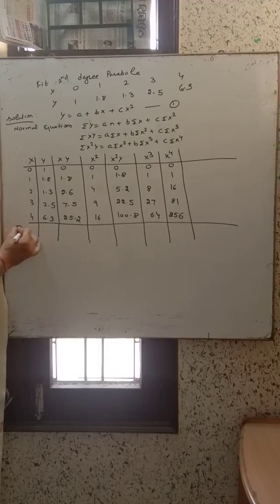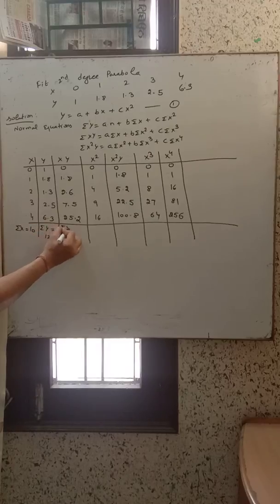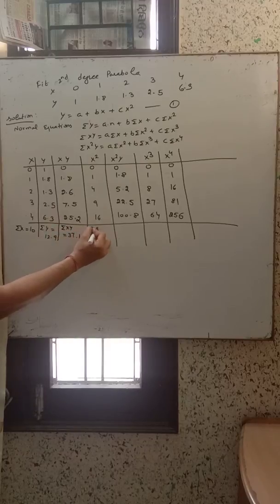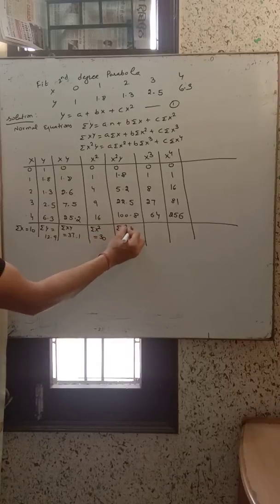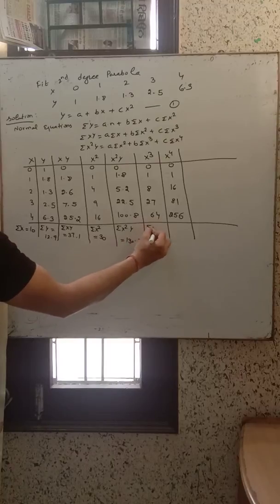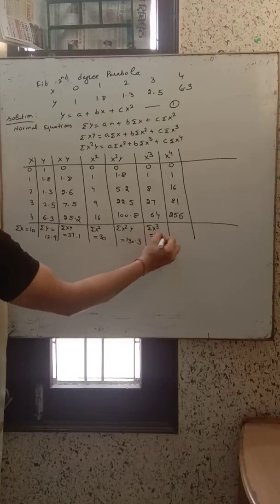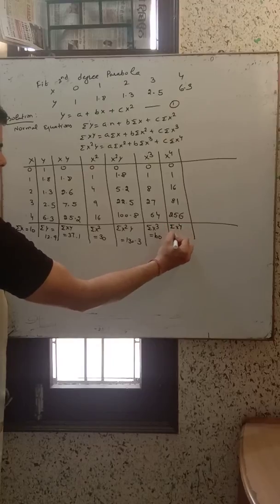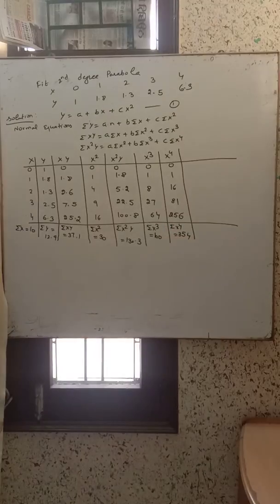Summation x is 10, summation y is 12.9, summation xy is 37.1, summation x square is 30, summation x square y is 130.3, summation x cube is 100 and summation x4 is 354. Now we substitute all the values in these three normal equations.